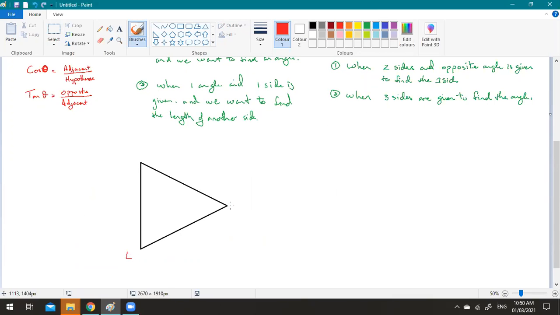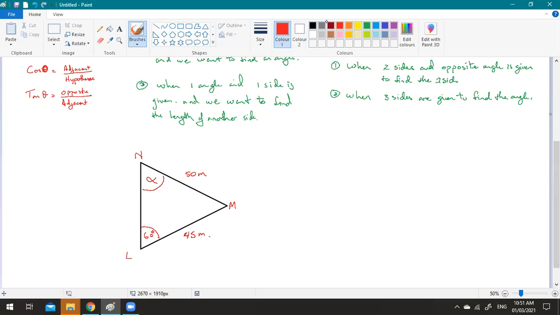Let's call it L, M, N. If I tell it this is the angle alpha, and this angle here is 60 degrees, and opposite the 60 degrees I have 50 meters, and opposite this I have 45 meters. All right, let's see how we go.